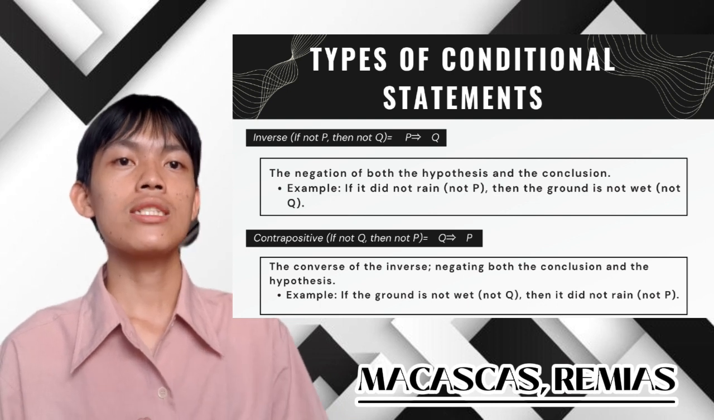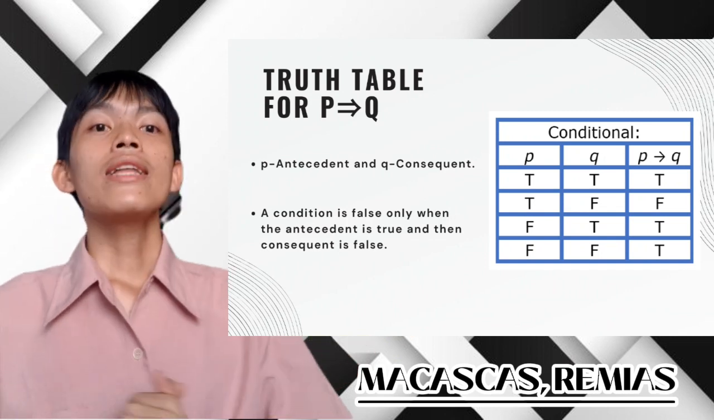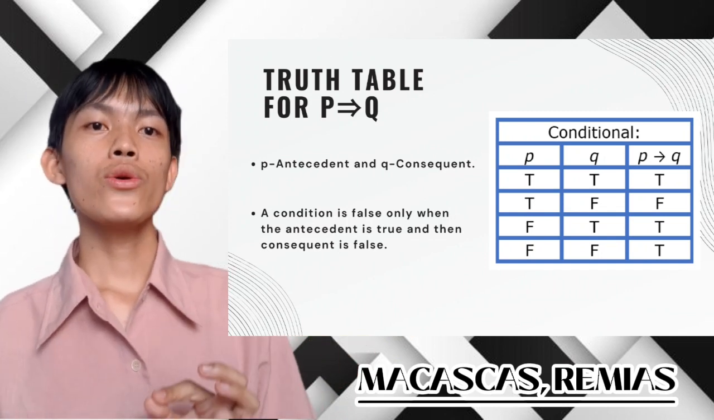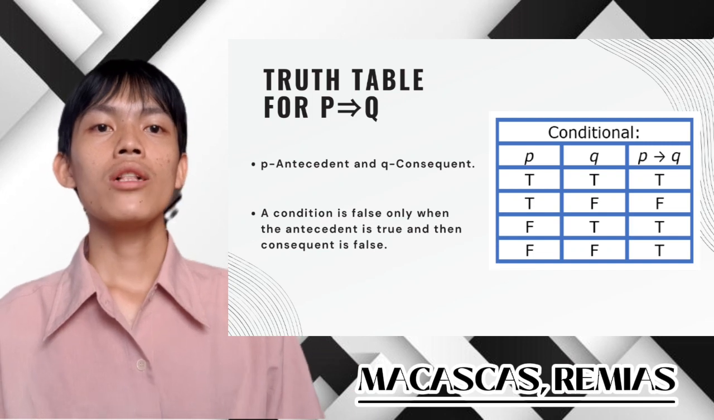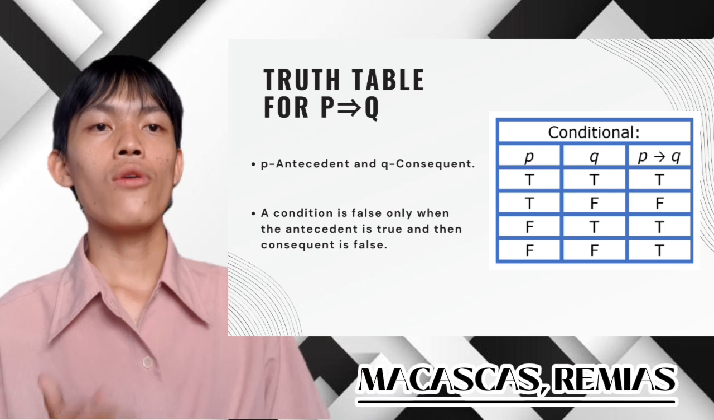Now here is the truth table of the conditional statement. P is the antecedent and Q is the consequent. In this table, the condition is only false if the antecedent is true and the consequent is false.